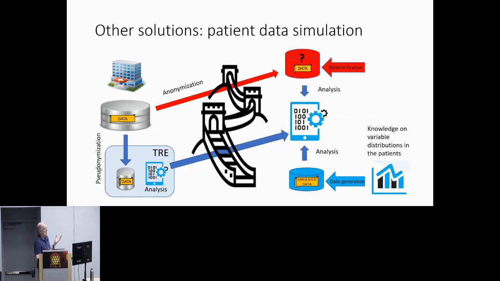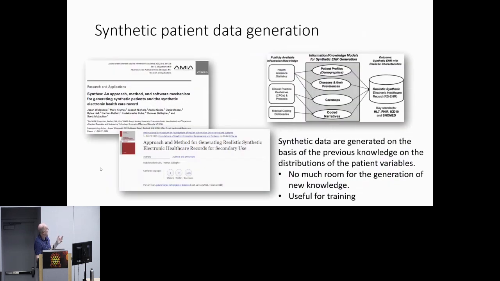So there are other possible solutions. One of them is simulating patients. There are several ways of simulating patients, but I mean, you can use the knowledge of the distribution of the variables in the patient and the relationship between the variables to try to simulate patients. But the point is that the simulations are realistic, but there is not much room for the generation of new knowledge, because you are simulating what you already know, right?